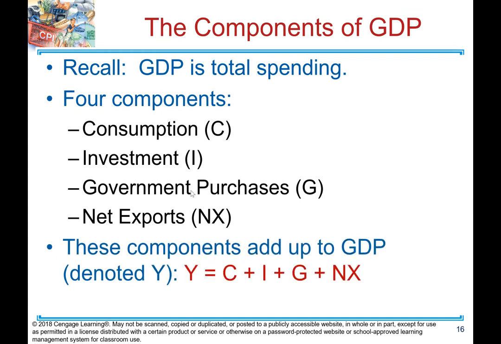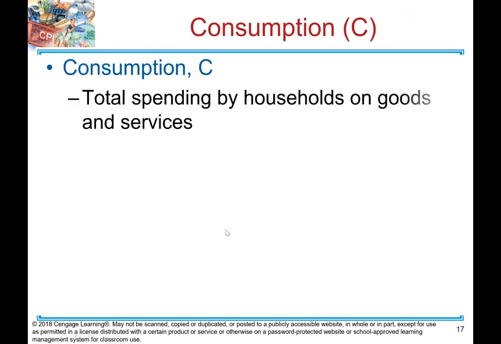Recall GDP is total spending, and the four components of GDP are consumption spending, C, investment spending, I, government purchases, G, and net exports, NX. These components add up to gross domestic product or GDP, which is sometimes denoted as Y. So Y equals C plus I plus G plus NX, consumption plus investment plus government plus net exports.